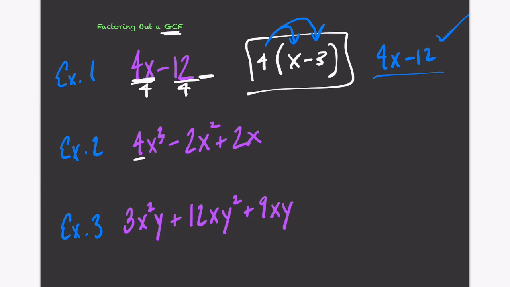So I have a 4, a 2, and a 2. I could factor out a 2 from each, but not a 4, because 4 won't go into 2. So I'm going to take 2.